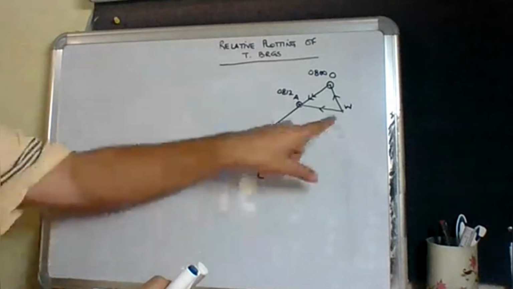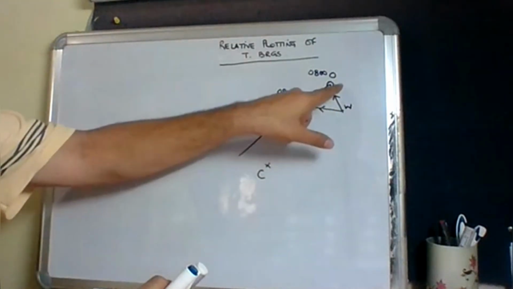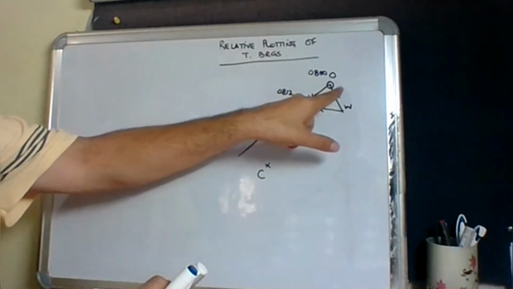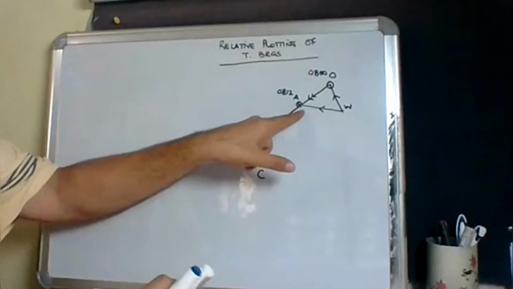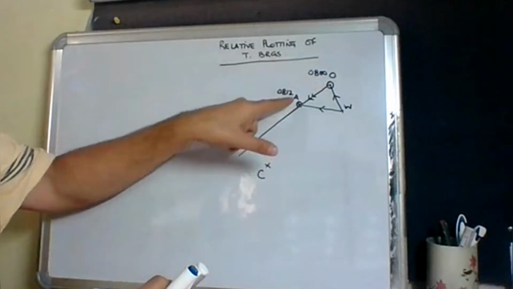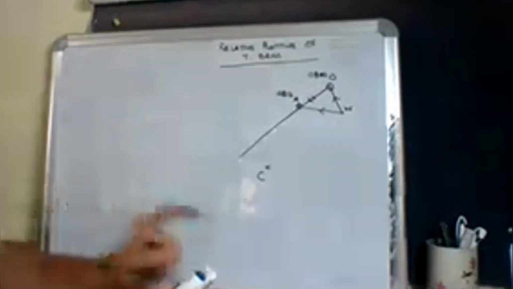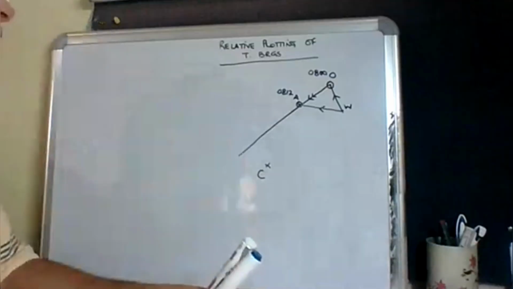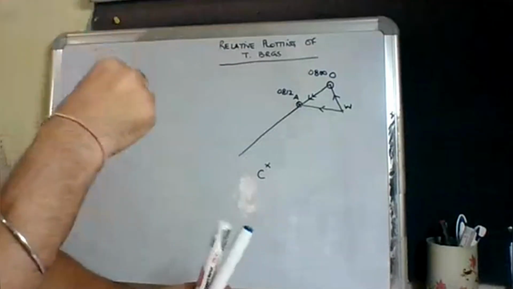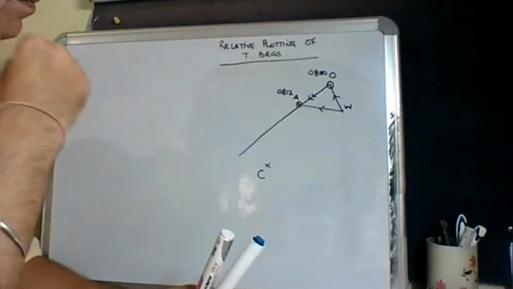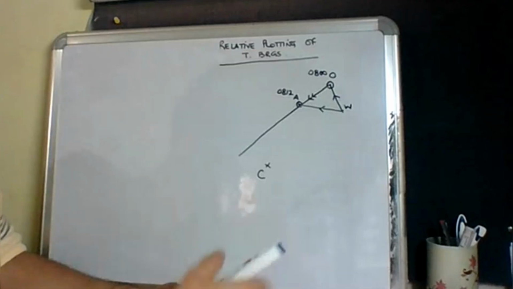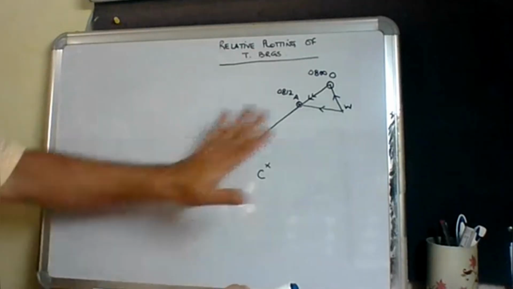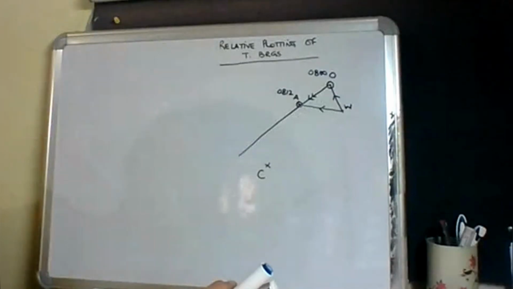So W to O is own ship for this 12 minutes. W to A is the target course and speed for this 12 minutes. And OA is the relative line of approach of the target. So this is what has been formed.